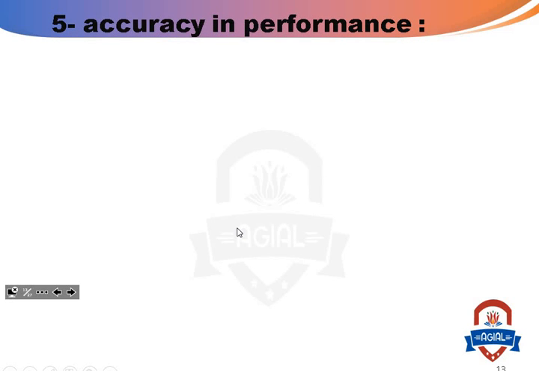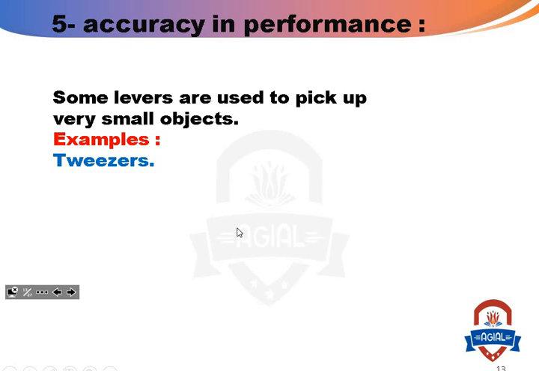Number five, accuracy in performance. Some levers are used to pick up very small objects, like tweezers. So we can use tweezers for accuracy in performance.